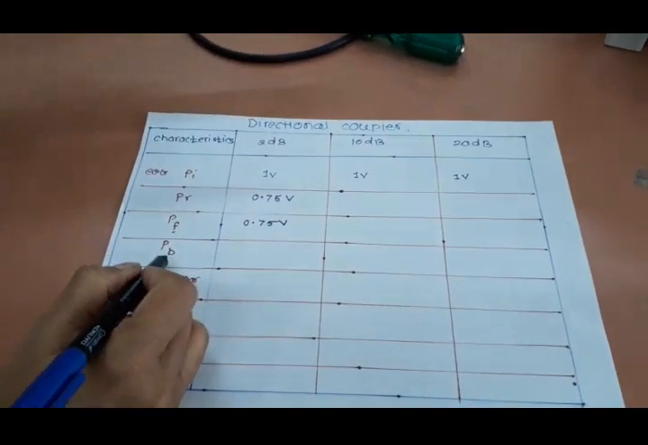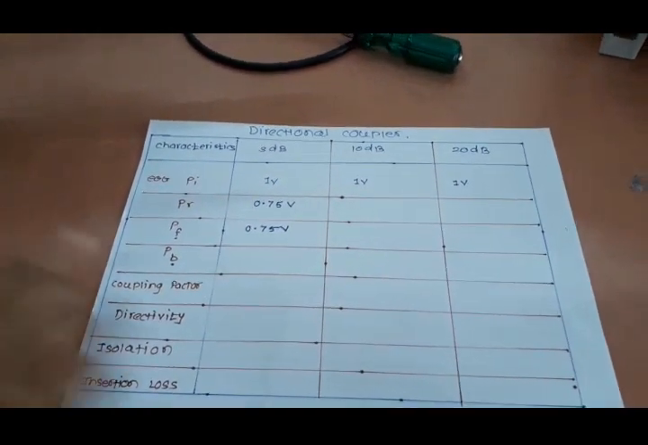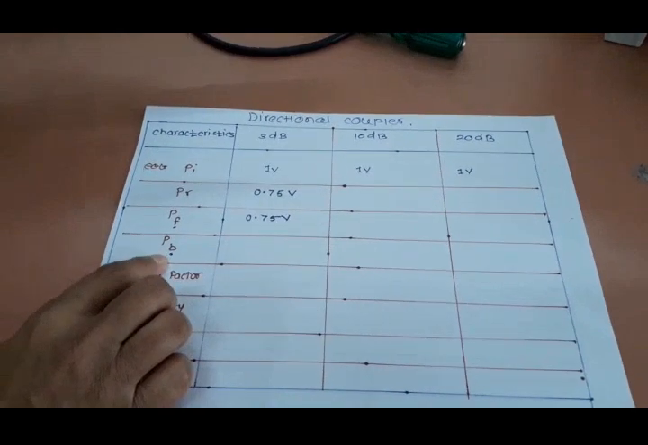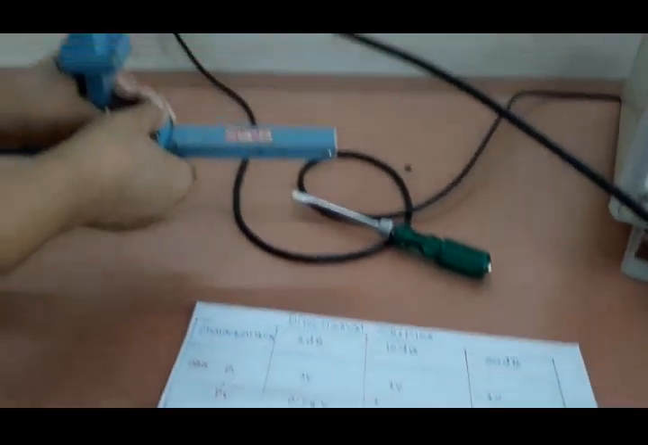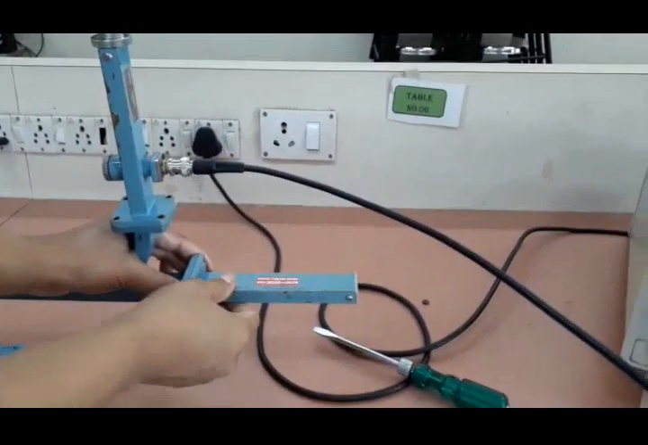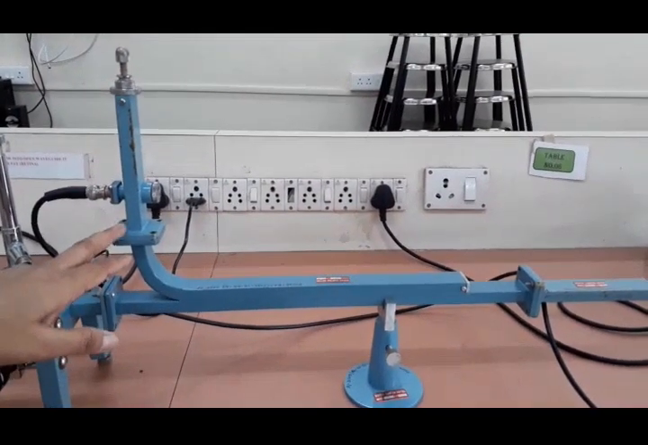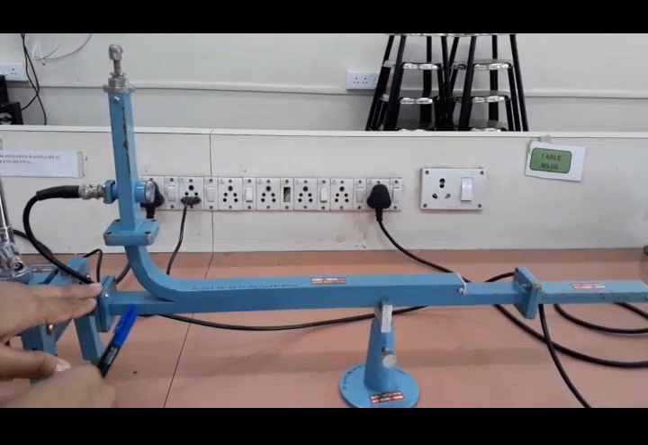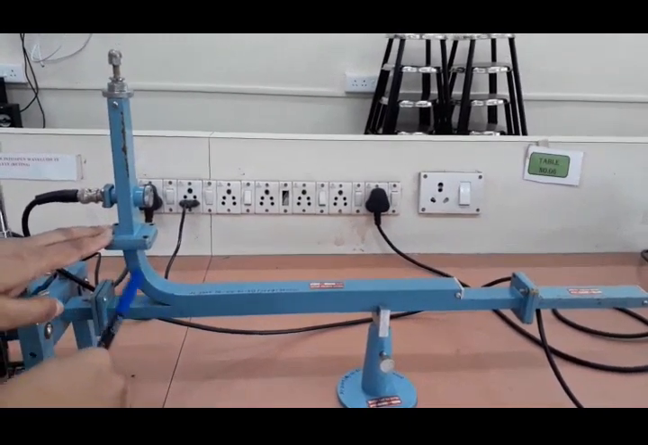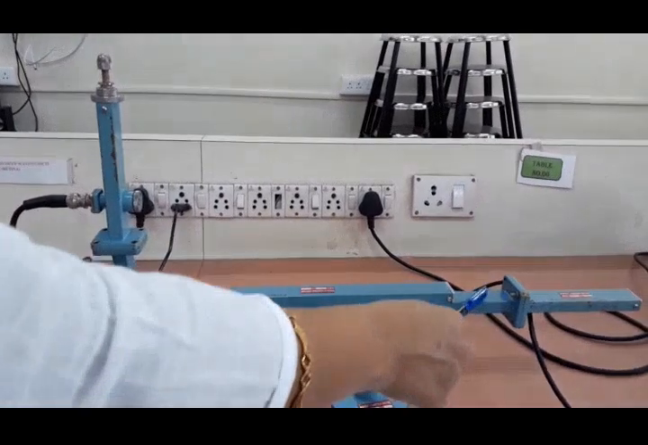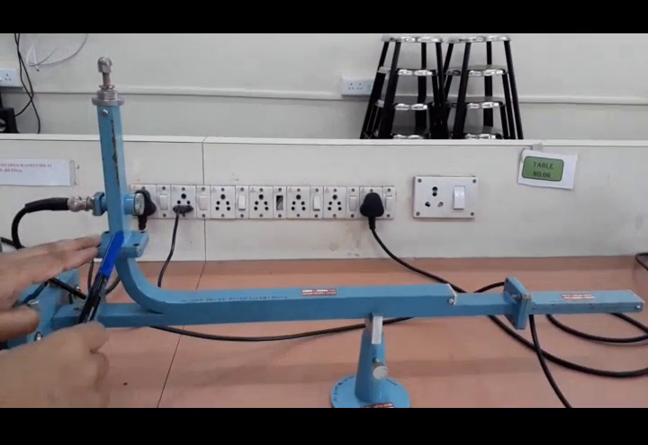Now how can I measure the back power? So I will reverse the direction now to see the back power. Here we have reversed the direction of the directional coupler to get the back power. So what we have done, we have connected the detector mount to port number 3. Now this becomes 1, 2, 3 and 4. So we can say this is the back power.